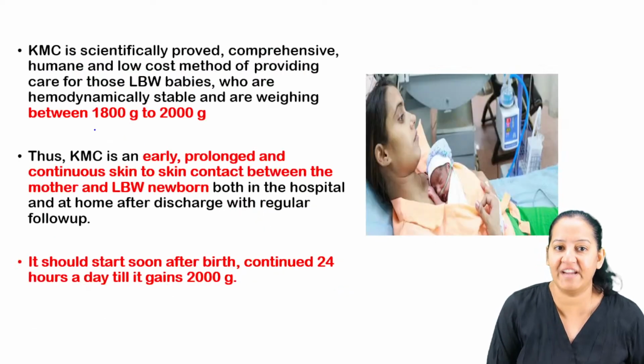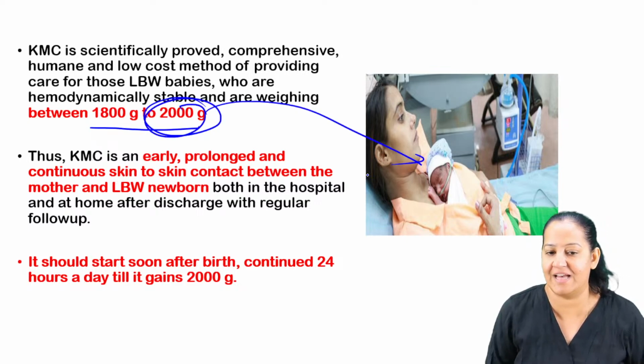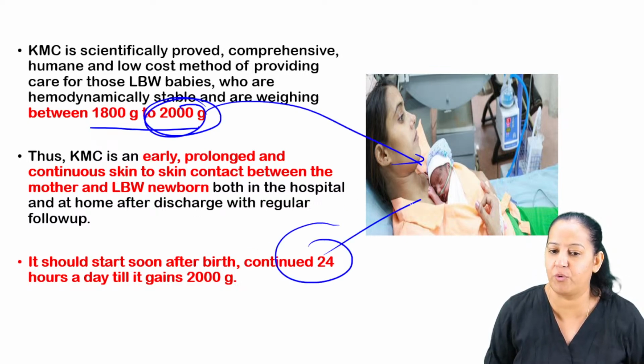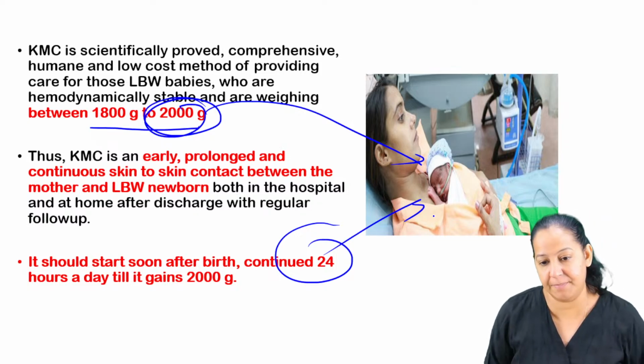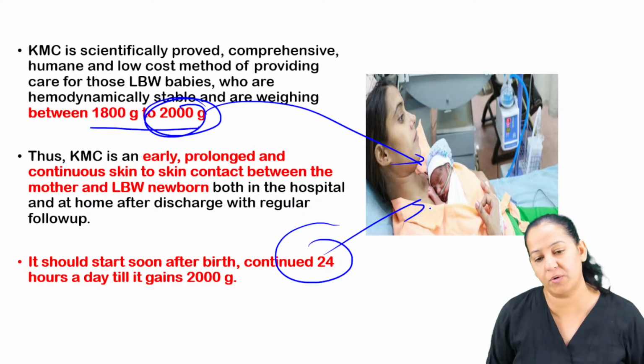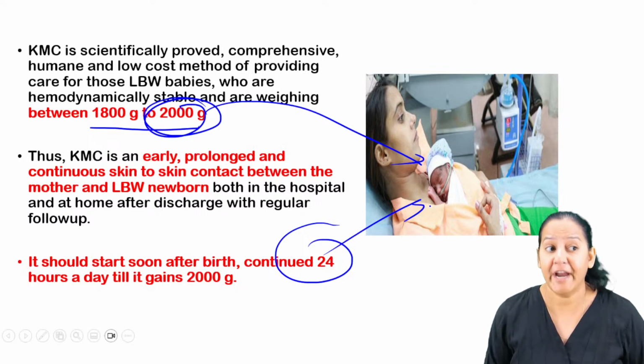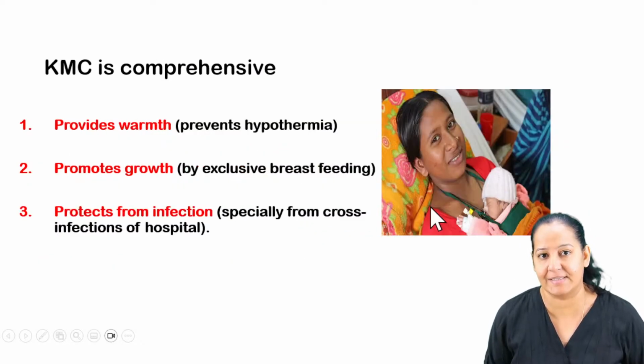So here the weight gain has to be at least 2 kg. Up to 2 kg, this care has to be given, 24 hours. The mother has to keep the baby between her two breasts with skin to skin touch. Not only the mother, any family member, even the father or grandmother, can also give this care. It should be skin to skin, naked. That's it.